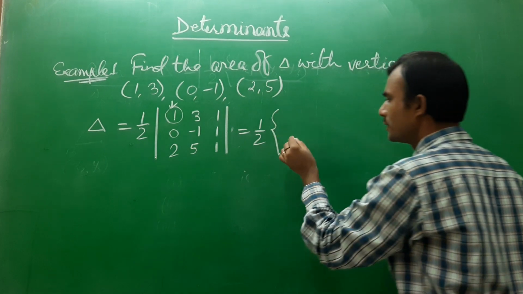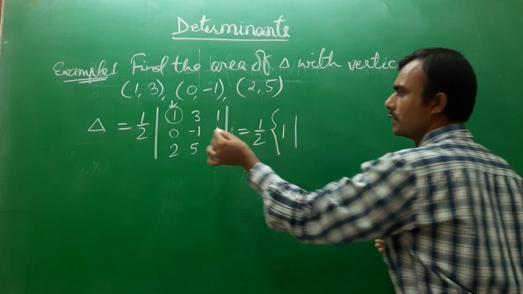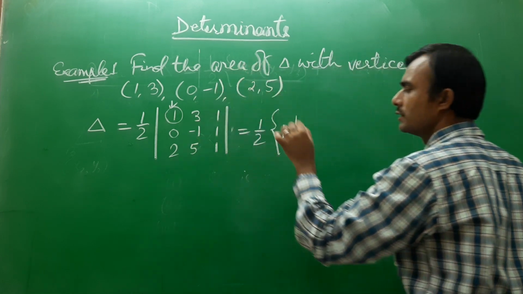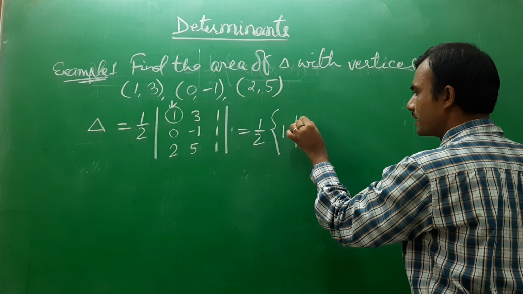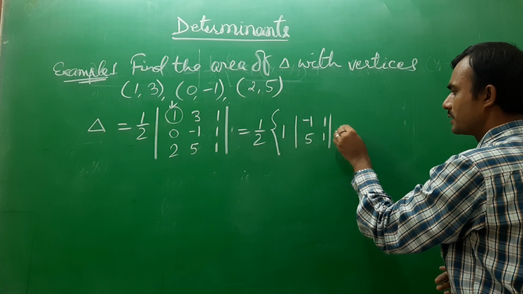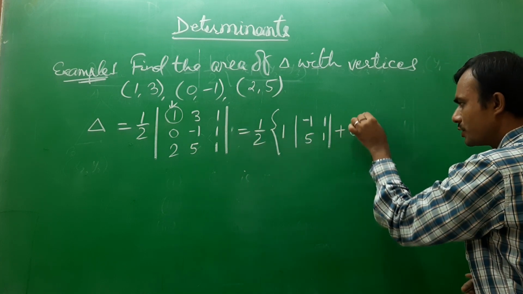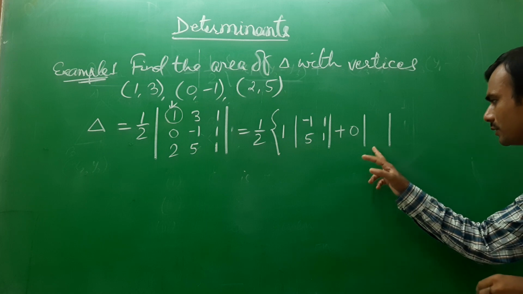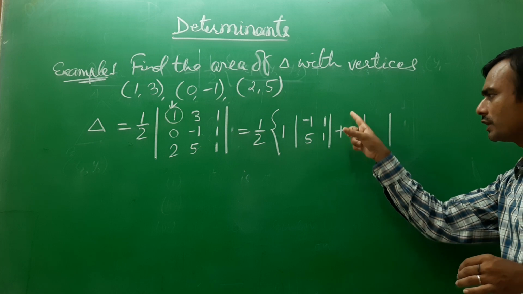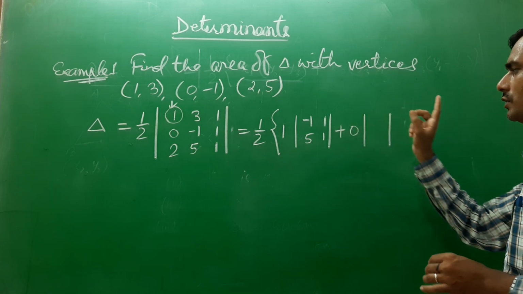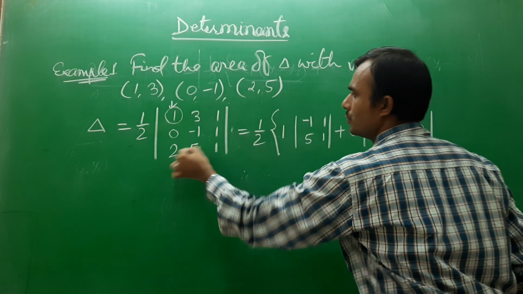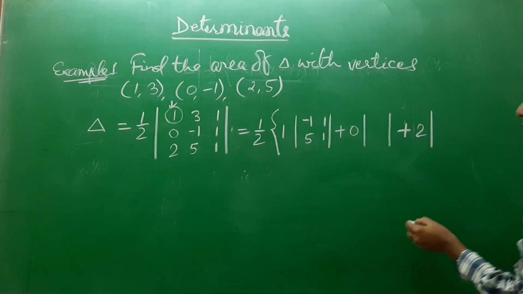First element is 1. With 1, delete the row and column. So minus 1 and minus 5. Here I am simply writing all the elements: minus 1, 1, 5, 1. Then plus, second element is 0. With 0, whatever number it has, the result will be 0. So no need to look at the element which is 0. The last is 2. With 2, 3, 1, minus 1, 1.